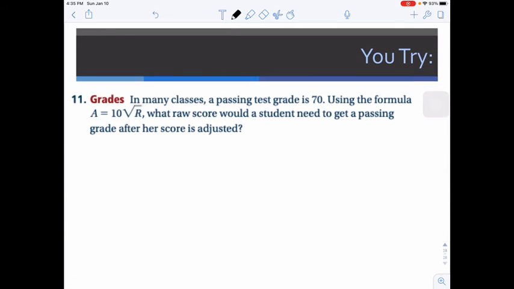Now I would like you to try number 11. In many classes, a passing test grade is 70. Using the formula A equals 10 times the square root of R, what raw score would a student need to get a passing grade after her test score is adjusted?